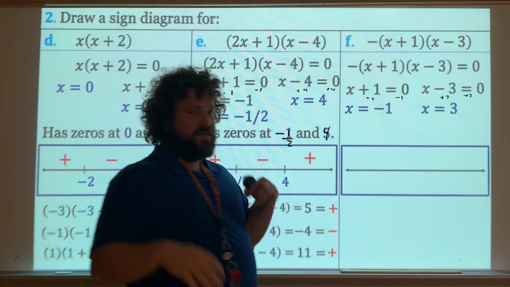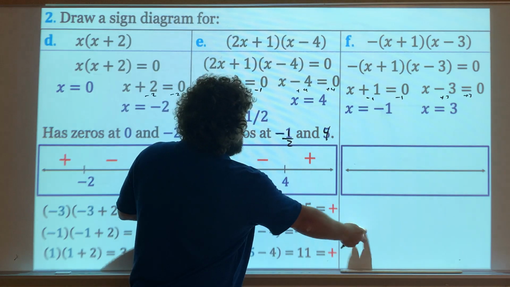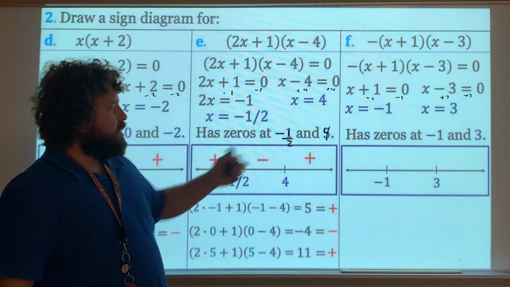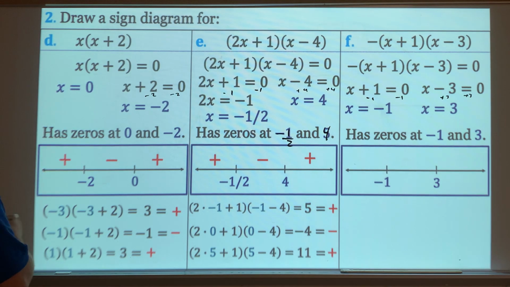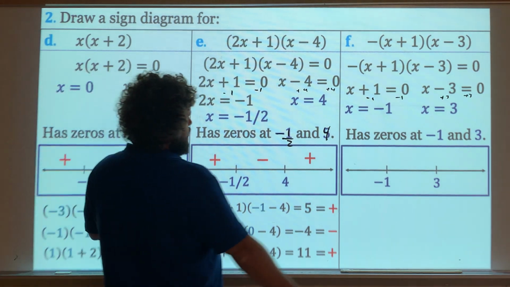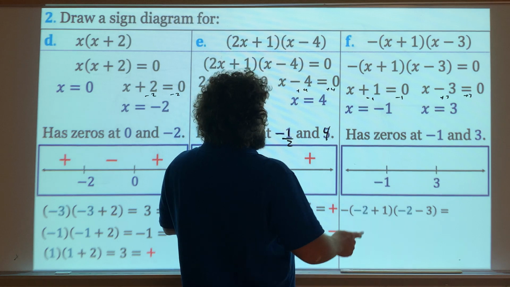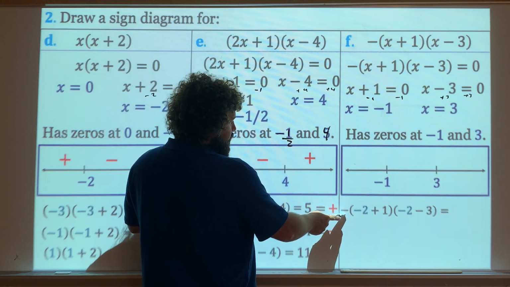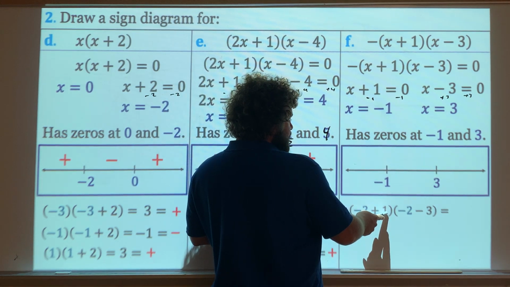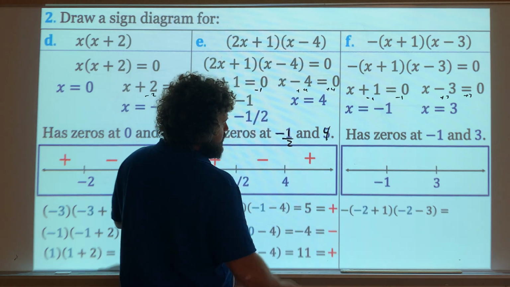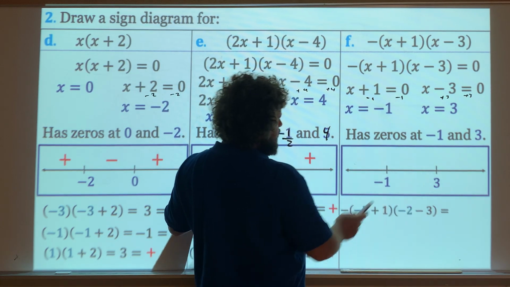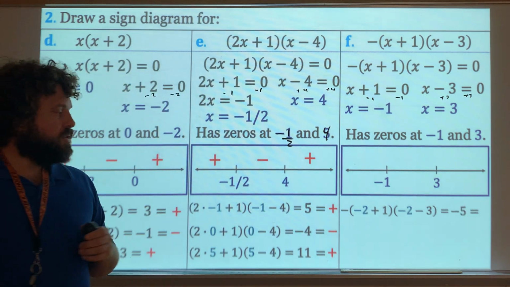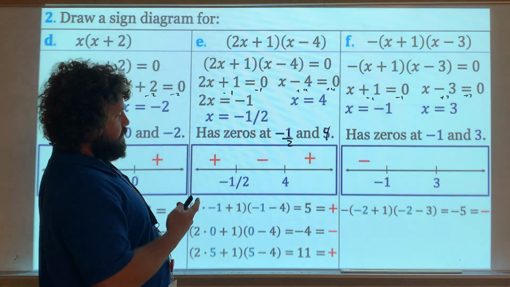This becomes positive, so you don't have to worry about it until you're plugging things in down here. You have your zeros at negative 1 and 3. Pick a number less than negative 1, negative 2. Now you have your negative back. Negative 2 plus 1 is negative 1 times negative 5. So negative times negative 1 is a positive 1 times negative 5, which is negative 5. So your answer there is indeed negative.